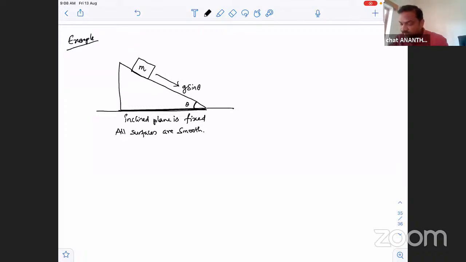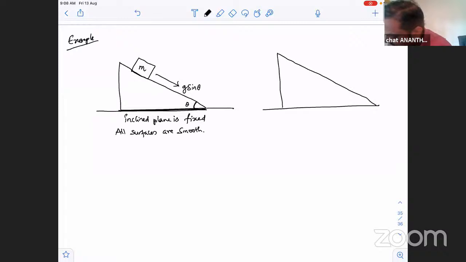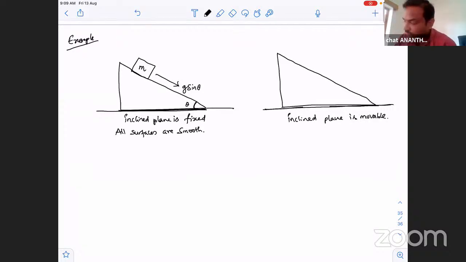This is the case when the inclined plane is fixed. But what is our scenario? Our scenario is something different. Now I'm taking an inclined plane which can move. The inclined plane is movable. What is the meaning of movable? We can move the inclined plane. Suppose I keep an object of mass m, then this block has to slide down the inclined plane. Am I right? All surfaces are smooth.